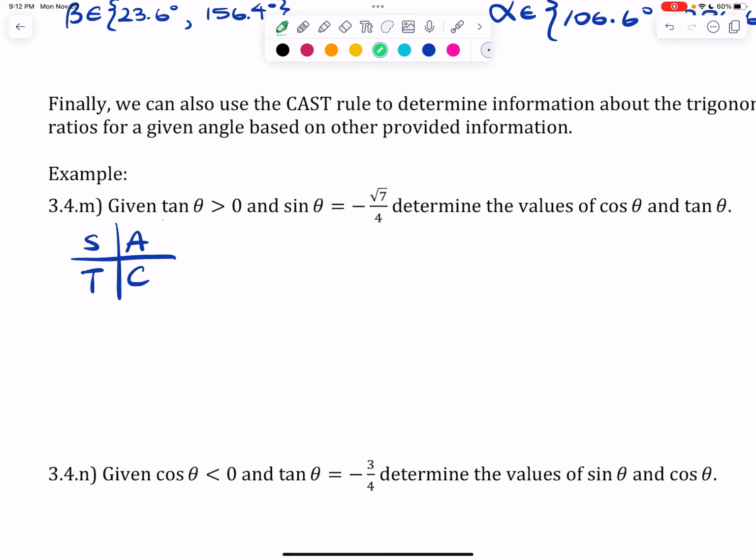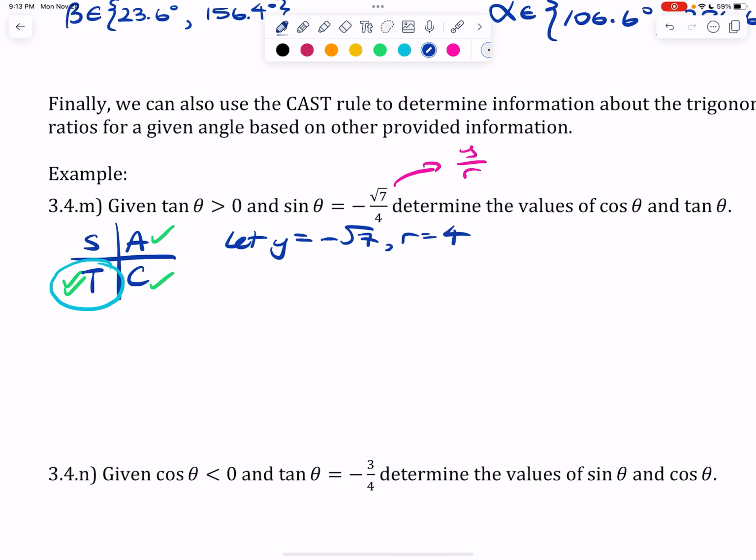I take into account the fact that tan theta is positive, and that must happen either in quadrant 1 or quadrant 3. And here, sine theta is negative, and that can only happen in quadrant 3 or quadrant 4. That tells me we must be in quadrant 3. It's the only one that meets both of these criteria. From there, we determine the values of cos theta and tan theta. Well, since sine theta is y over r, we'll let y be negative root 7 and r be 4. We won't let r be negative because r is never negative. Don't forget that.